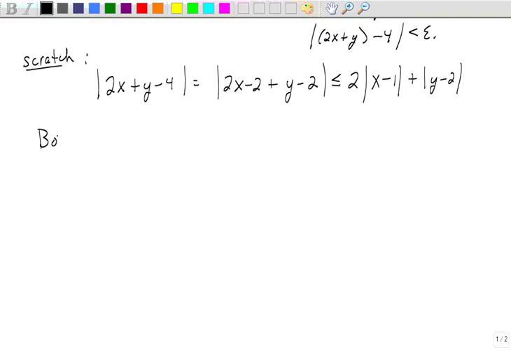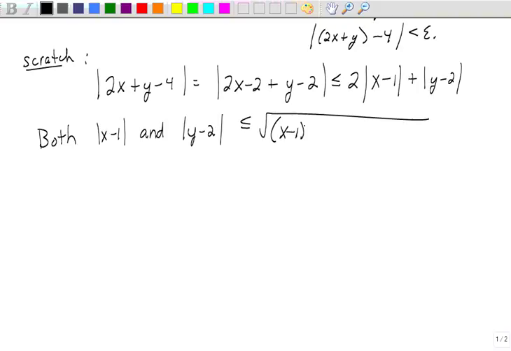And both |x minus 1| and |y minus 2| are less than or equal to that square root, because with the square root, you're adding an extra positive term. Like for the x minus 1, if you just look at this part of it, the square root of (x minus 1) squared is the absolute value of x minus 1. But you're adding something to it, the square term, which is positive. That's going to make it larger.